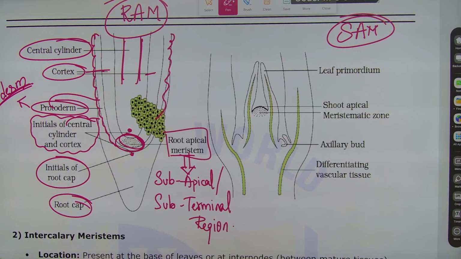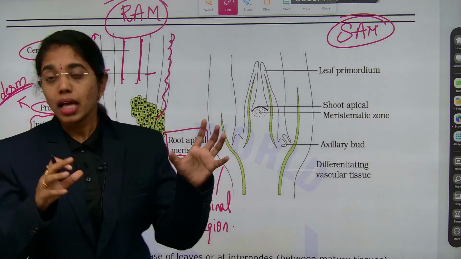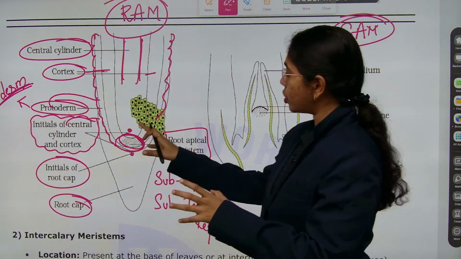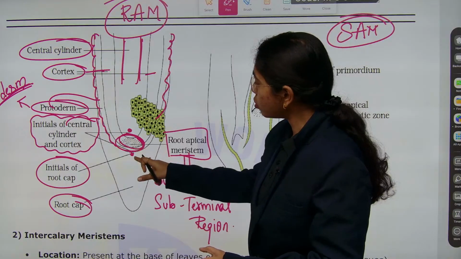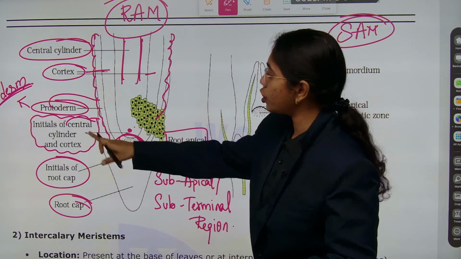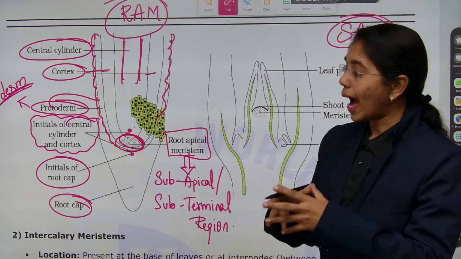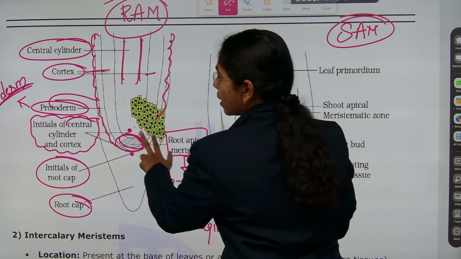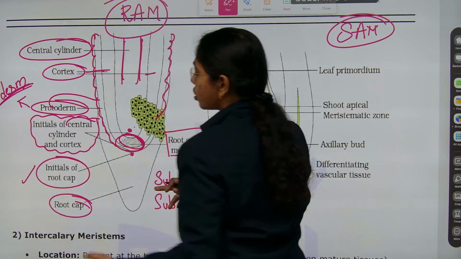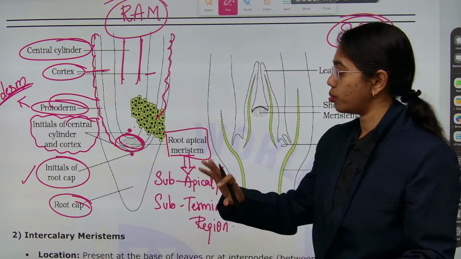Remember one thing with respect to this diagram: the root apical meristem is present at the subapical or subterminal region. Close to it you can see the initials of the central cylinder and cortex, which later mature to the central cylinder and cortex, and below this you can see the initials of the root cap, which will give rise to the root cap.